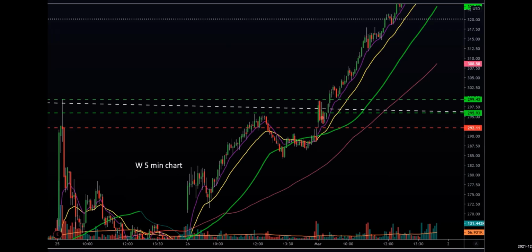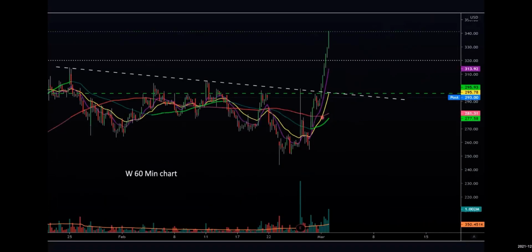But let me break down this trade from a professional standpoint. The first thing that's wrong with this setup: the trend line is fine, the breakout level is fine. The first thing you have to see is the lead-up to the breakout.